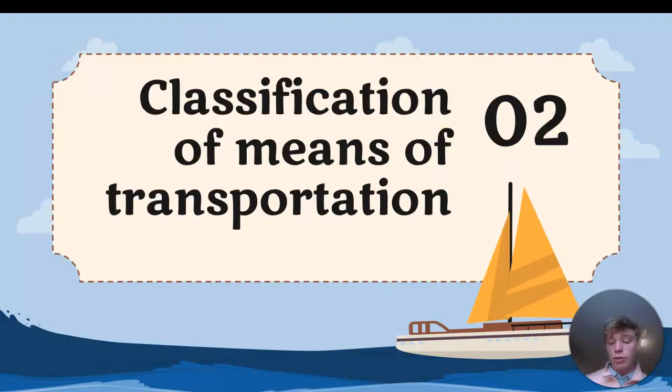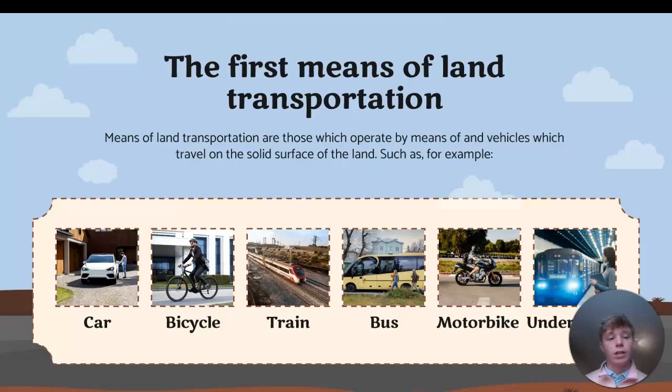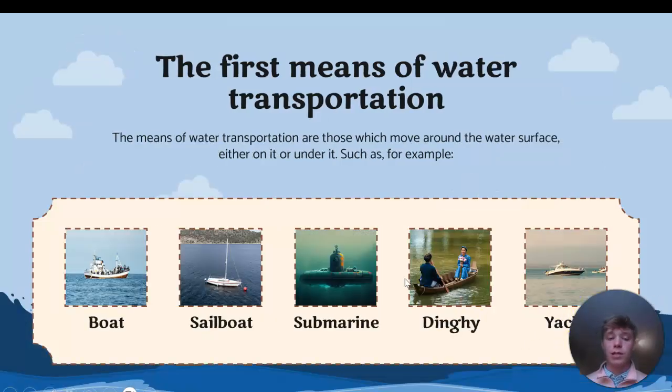So, a little bit of classifications of these means of transportation. First we have land transportation, whose modern examples are the car, bicycles, trains, buses, motorbikes, and then underground, like the subway or the tube, depending on what city you're in. Then we have water transportation, like boats, sailboats, submarines, dinghies, and yachts, used for vacation or just everyday use. Also, the military might use submarines, or scientists might use submarines as well.